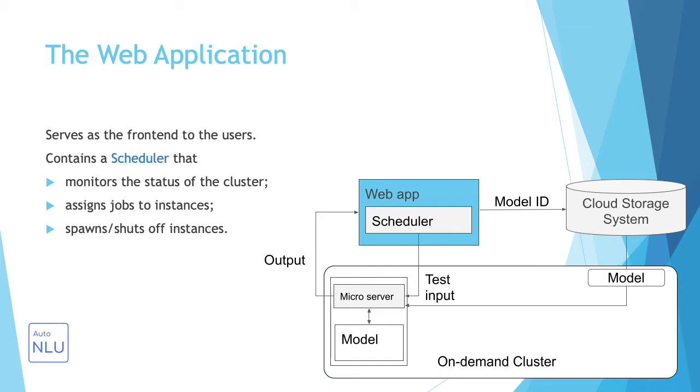Let's talk about the first component in the system, which is the web application. This is how the end users will interact with AutoNLU. At the heart of the web application is the scheduler, and the scheduler will monitor the status of the cluster, assign jobs to the instances in the on-demand cluster, and spawn or shut off instances based on the workload so that we can have the minimum amount of workers at every single time.